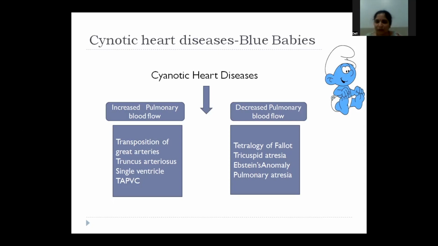Decreased pulmonary blood flow conditions: tetralogy of Fallot, which we all very well know. This is a prototype of cyanotic heart disease. We will see it in detail. Other conditions are tricuspid atresia, Ebstein anomaly, and pulmonary atresia. They have an incidence of 1%, and generally these patients we don't come across in the general OT.